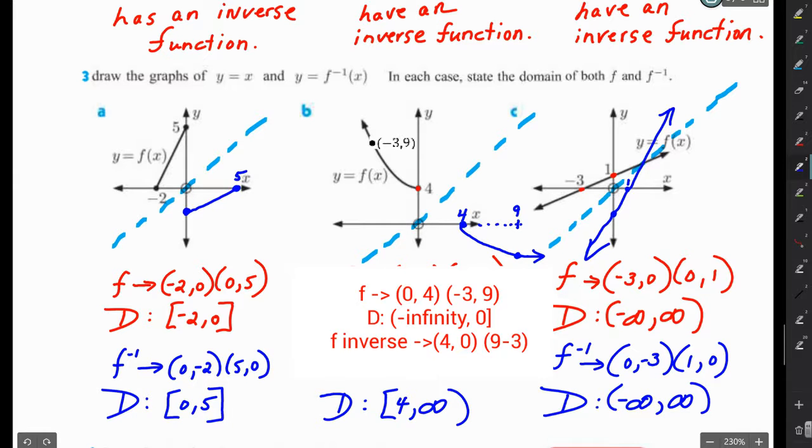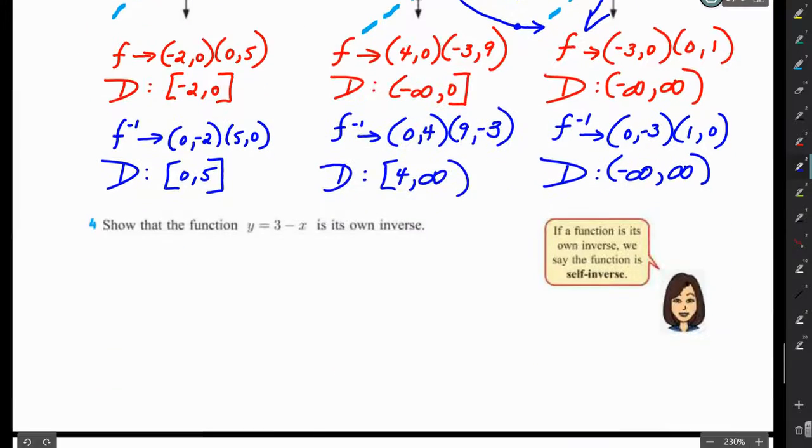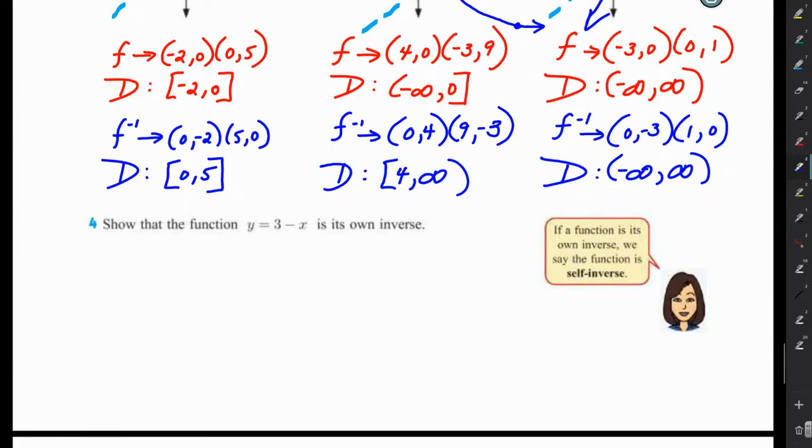And we assume those arrows are there because the original function had arrows on the end. Okay, taking a look at number 4. Show that the function y equals 3 minus x is its own inverse. If a function is its own inverse, we say the function is self-inverse.